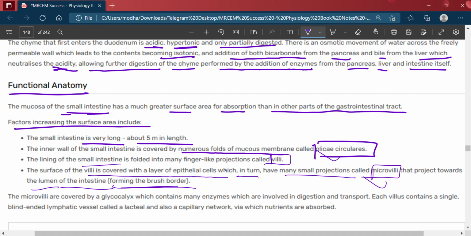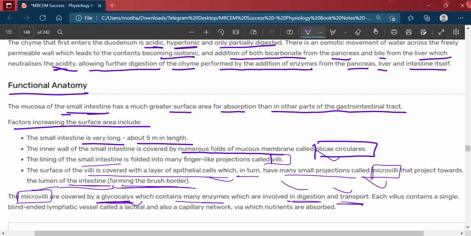The microvilli are covered by a glycocalyx, which contains many enzymes involved in digestion and transport. So the surface of the villi is covered by a layer of epithelial cells with microvilli projecting toward the lumen, forming the brush border, and the microvilli are covered by the glycocalyx, which contains many enzymes involved in digestion and transport.